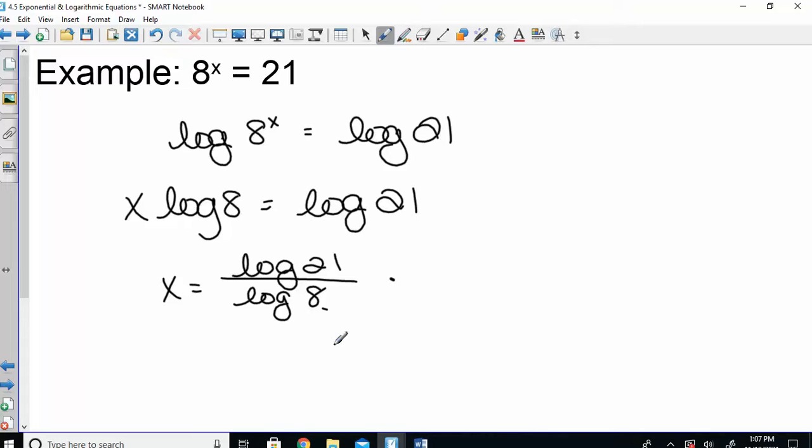So we'll go ahead and type this in and get a decimal. When you push that log button, it opens a parenthesis, so make sure you close it. So log 21 divided by log 8. And we should get 1.4641.